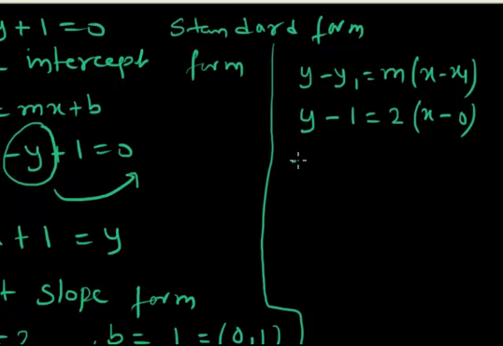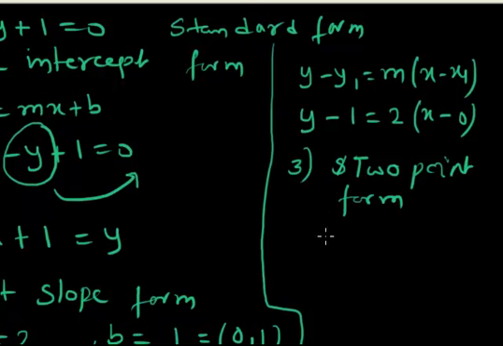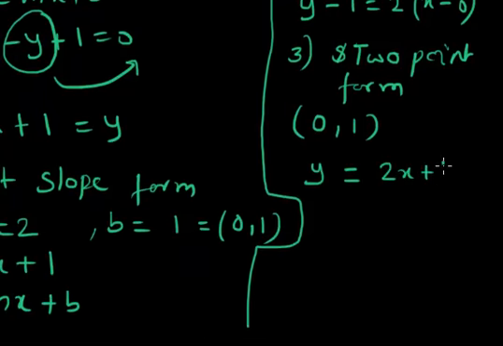The last form is the standard form. Sorry, standard form is already done. The 2-point form. I need 2 points. One point I already have is (0, 1). To get another point, I will assume one of the values. We have y equals 2x plus 1.